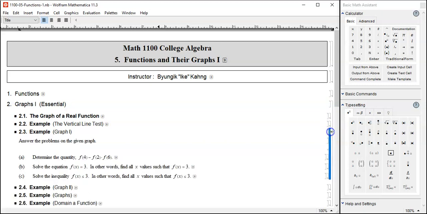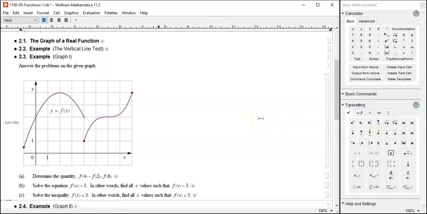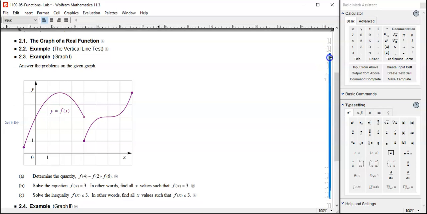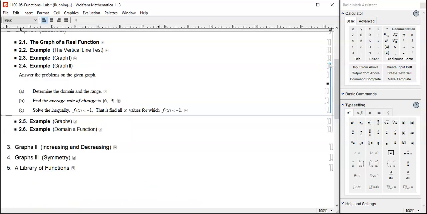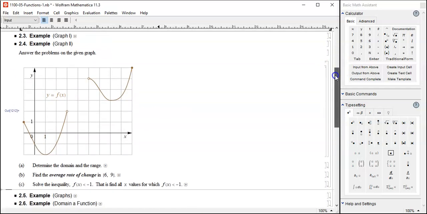Previously, we went through this example problem. Let's do something similar with a little bit different curve, a little bit different function, I mean. Alright, let's begin. Determine the domain and range.